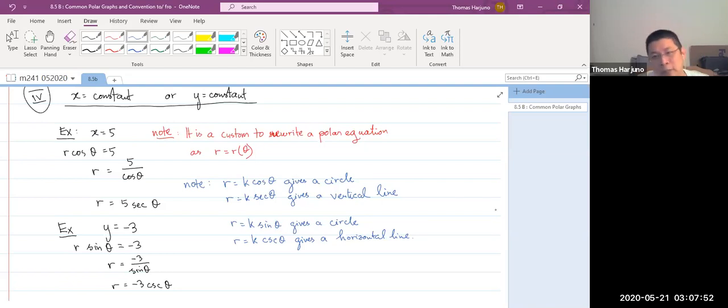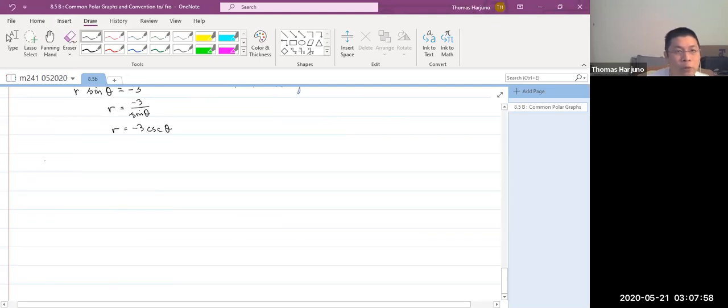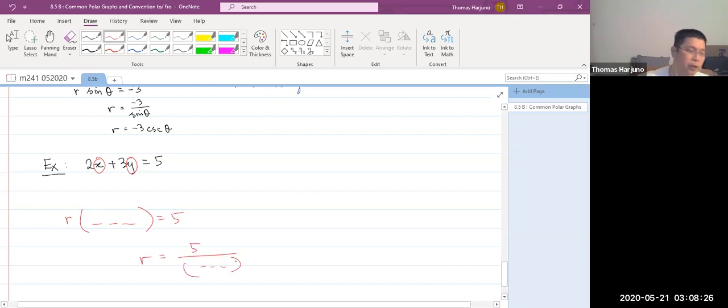Now let's see. Suppose, for example, I go on further, but this tends to be on the easy side. Suppose I have 2x plus 3y equals 5. What will the polar equation be? Now, what I want you to do is you change this according to our toolbox and change this according to our toolbox. Then factor the r, and then r equals 5 over that ugly thing. Okay, now try. I'll give you maybe 2 minutes.